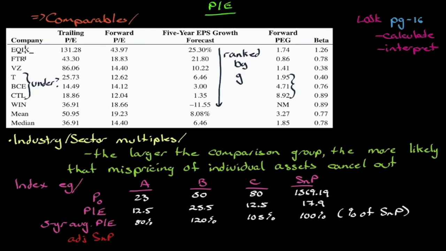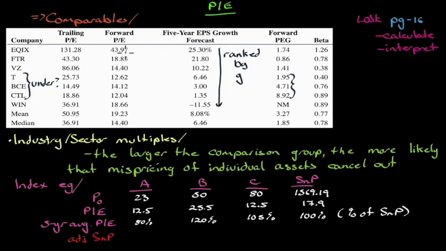And so EQIX is going to grow at 25.3%, and they're all ranked in order of growth. So the highest growth company is first, the lowest growth company is last. That's when it's expected to shrink. So we have a mean growth rate of 8.08% and a median of 6.46%. And let's calculate a forward PEG.